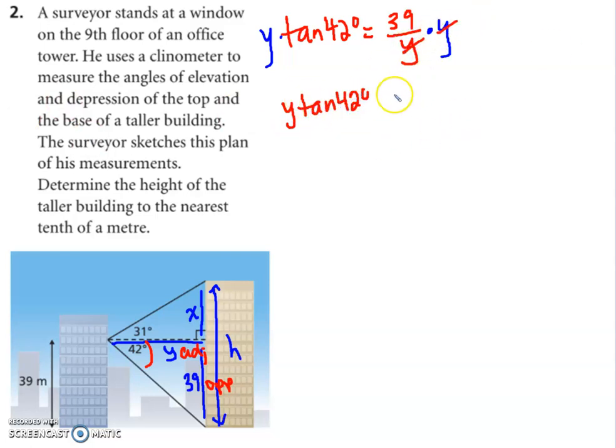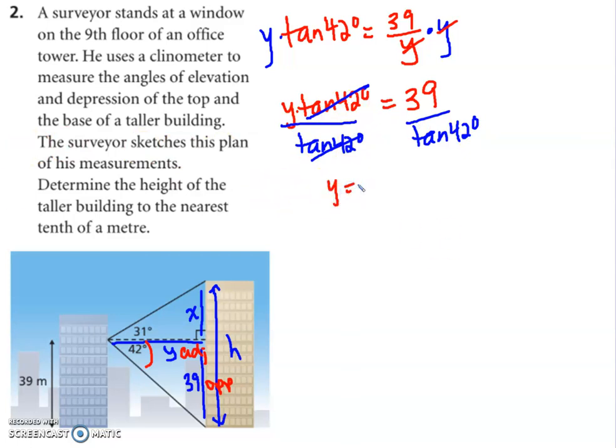Okay, which just leaves us with y times the tangent of 42 degrees is 39. But we need to isolate for y, so I'll divide both sides by tan of 42 degrees, which cancels out to give us y. So I'm going to take 39 and divide it by the tangent of 42 degrees. That gives me 43.31. I'm going to give myself a couple more decimal places just to be absolutely sure. Okay, so we have y now.